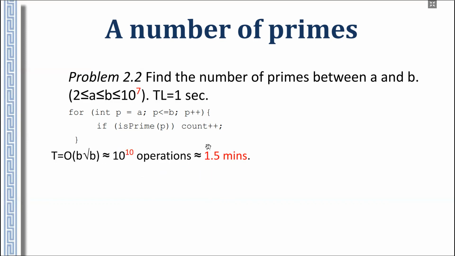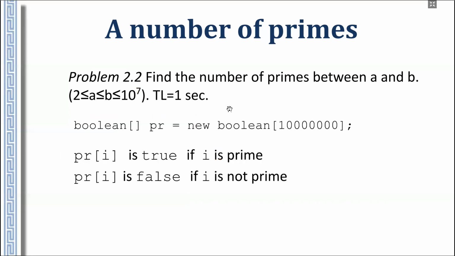But if B is up to 10 to the 7, then the number of operations is 10 to the 10, and it is more than 1 minute, and it is not acceptable for us. We should improve something. We can use a new idea.